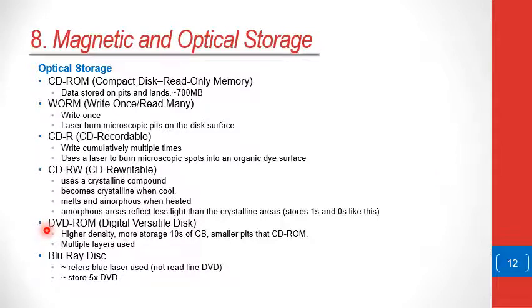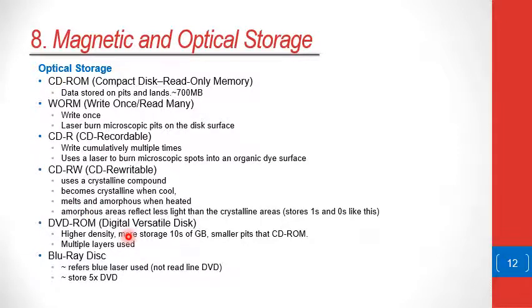There is also DVD-ROM, DVD being digital versatile disk. These are higher density disks, and they can store as much as tens of gigabytes instead of the megabyte range of the CDs. One of the reasons they are able to do this is that they have small pits, so the information is packed at a higher density, with small pits and lengths. And then they also use multiple layers to store data instead of storing it in a single layer, such as in CD-ROMs.